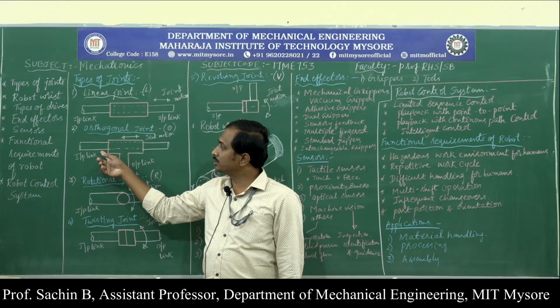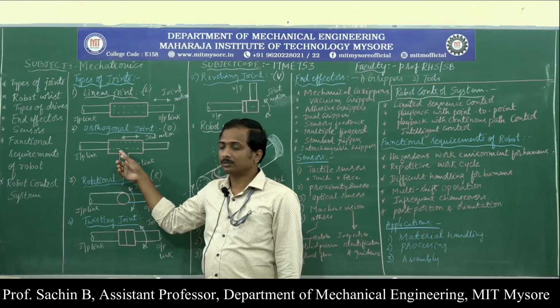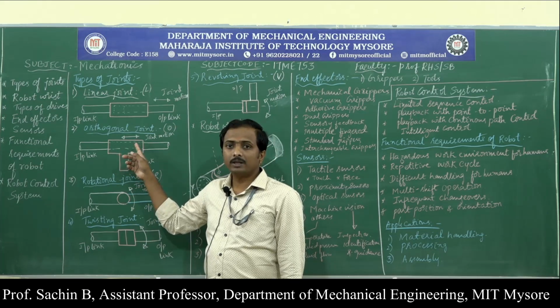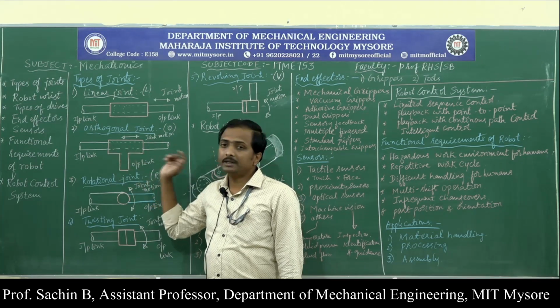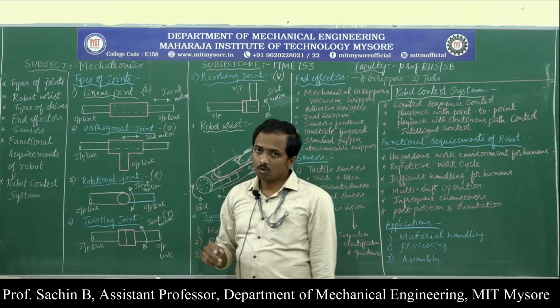Here the input link joint is connected to the output link in perpendicular motion, meaning the axis of the input link and output link will be 90 degrees apart. That is about the orthogonal joint. It is indicated with the O symbol.